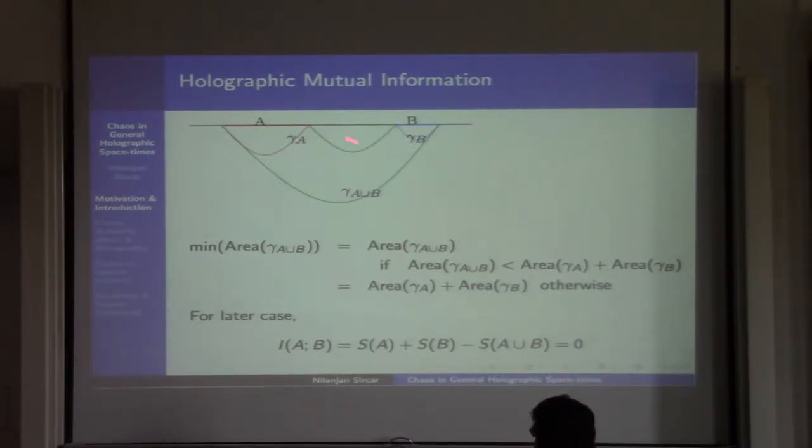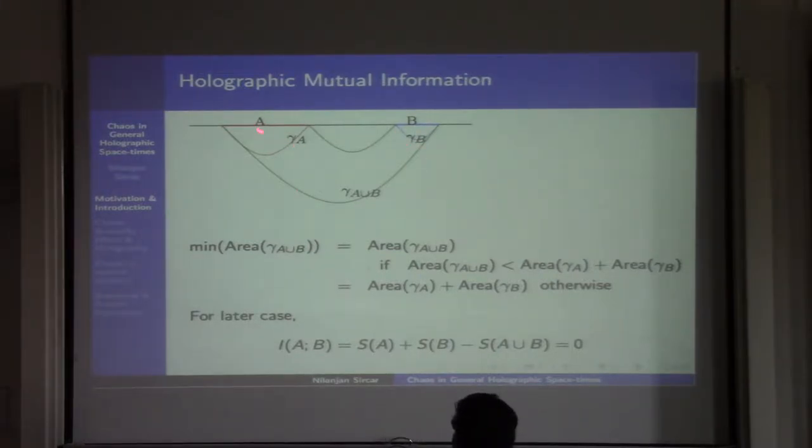So there is a competition between the two, and in the mutual information you can see that if this connected surface has a greater area, then S of A union B is just S A plus S B, so the mutual information will be zero. So you can understand also that if you take A and B to be far and far apart, this will typically have a greater area, so the mutual information will vanish if you go far enough in this space.